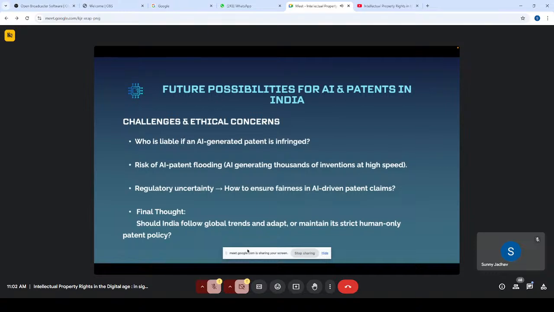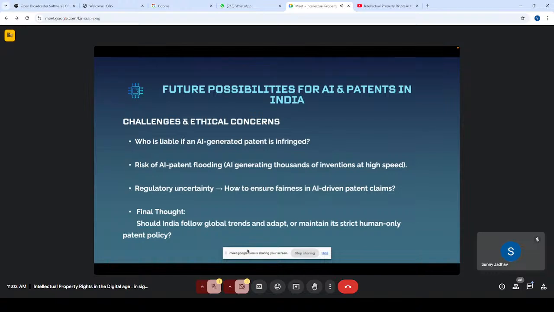The risk of AI patent flooding. Obviously, AI can generate an invention in a couple of hours. It can generate a painting in hardly 10 minutes, maybe less than that, and a logo in 5 minutes. So it can create IP at a tremendous rate. If we started filing all the intellectual property created by AI, there would be a massive flood at the patent offices and it would literally break down our entire legal system.